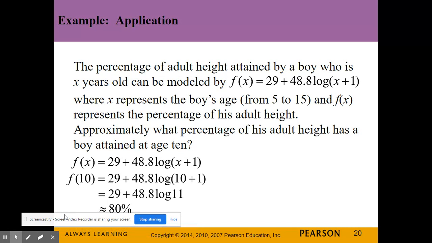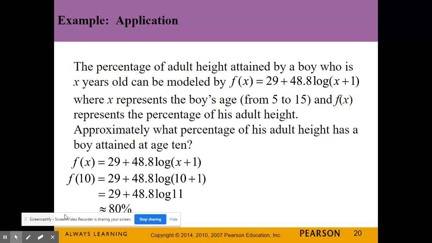So here's an application. The percentage of adult height attained by a boy who is x years old can be modeled by f of x equals 29 plus 48.8 log of x plus 1, where x represents the boy's age from 5 to 15, and f of x represents the percentage of his adult height. Approximately what percentage of his adult height has the boy attained at age 10?